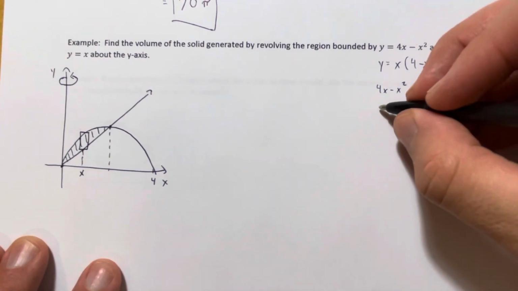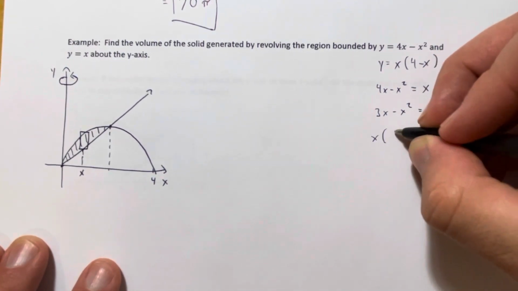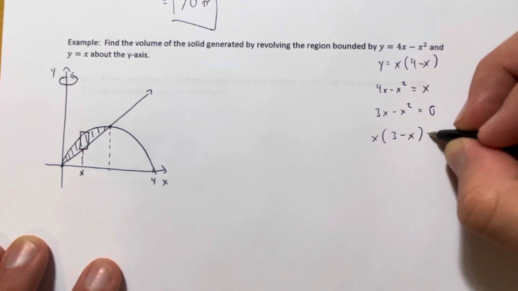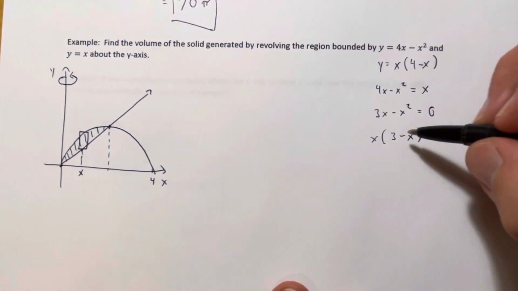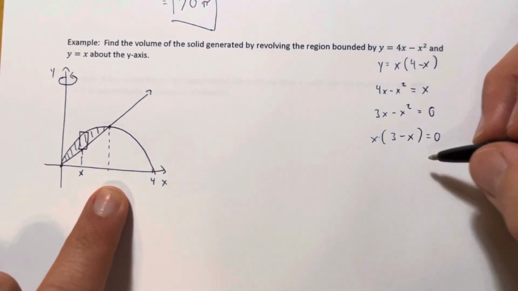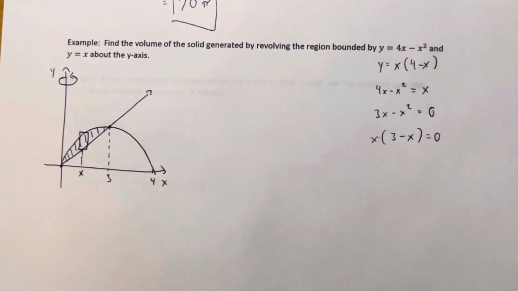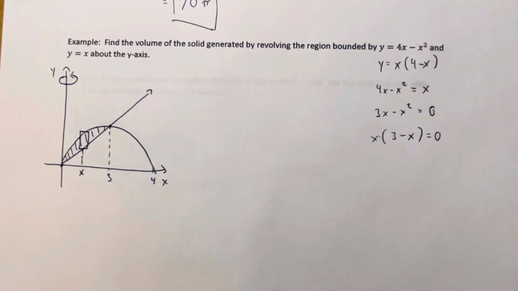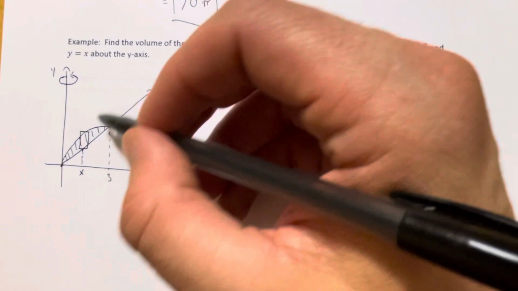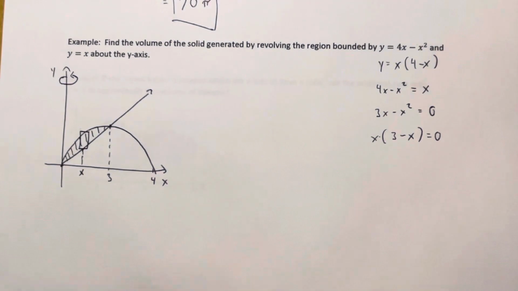So let me subtract that x over here to give me 3x minus x squared equals 0. Factor an x out, which gives me x times 3 minus x equals 0. This gives me two solutions, x equals 0, which we already knew is one of our solutions, and x equals 3, which I can see is this value right here. Okay, x equals 3. Okay. So the next thing I'm going to want to do is figure out exactly how to set up my integral using the image that I have here.